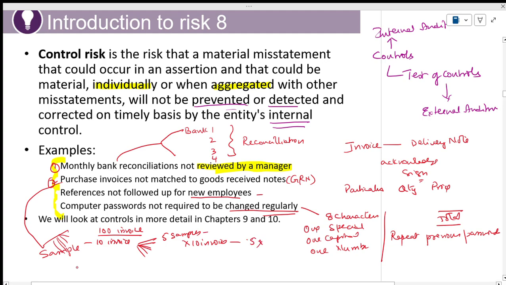Individually assume a value of 5 reals. Individually 5 reals. And the aggregate will be how many reals? 5 into 5, 25. Yeah, okay. Is that individually as well as aggregate? Are you clear about this? Yeah. Next, the same thing happens.